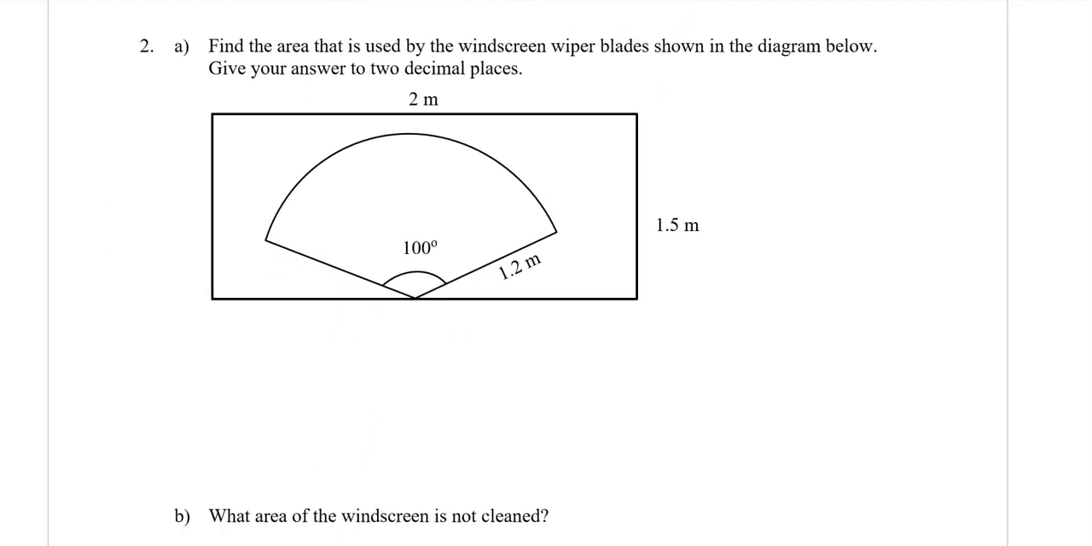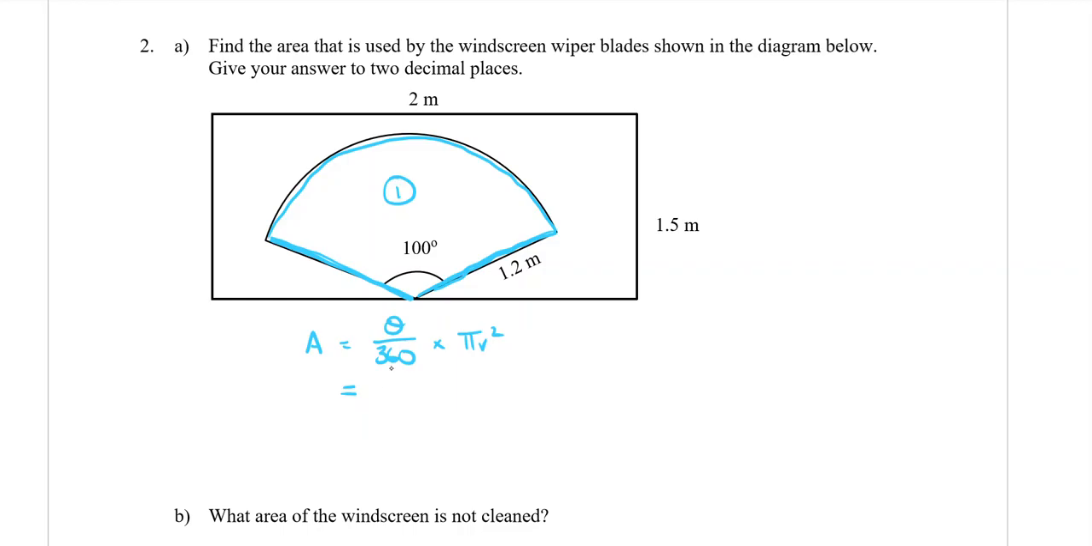Question 2 says find the area used by the windscreen wiper blades shown in the diagram below. Give your answer correct to 2 decimal places. So this here would be our windscreen wiper blade, and it is swinging all the way across to here and finishing there. So the windscreen wiper is that sector, this shape here, shape number 1, that is the windscreen wiper area that is being covered. So let's find the area of that sector with our sector formula. Theta over 360 times pi r squared.